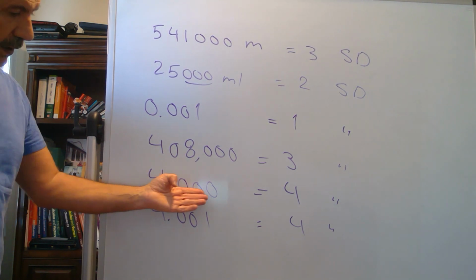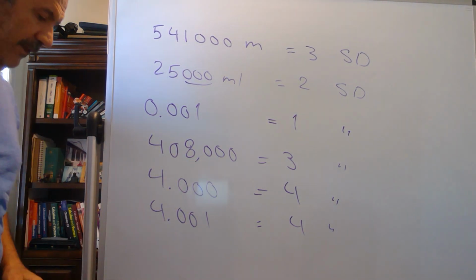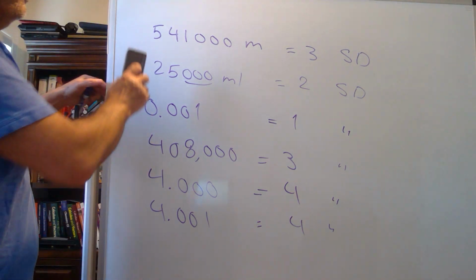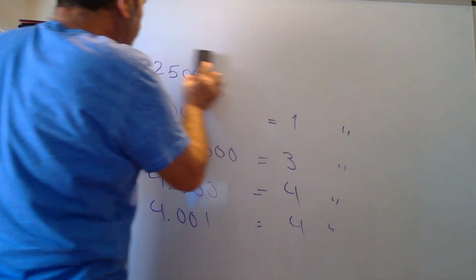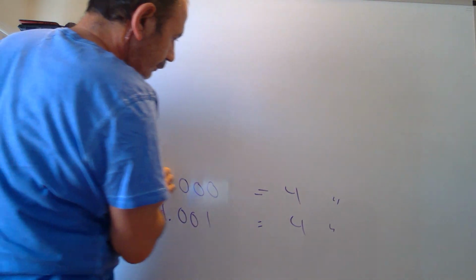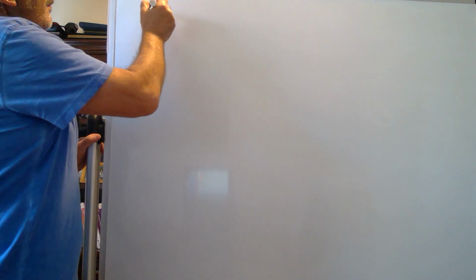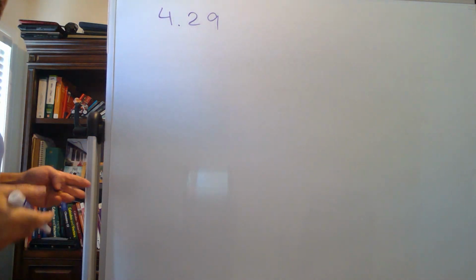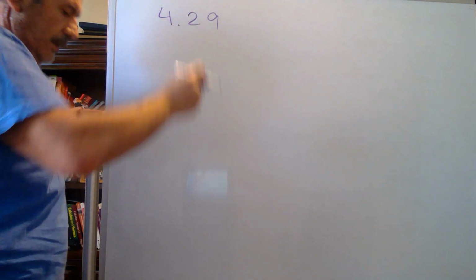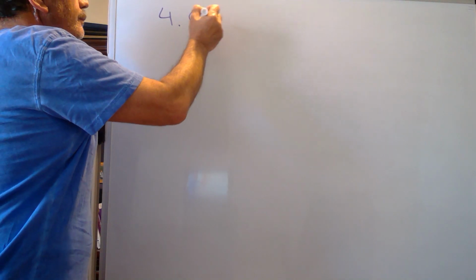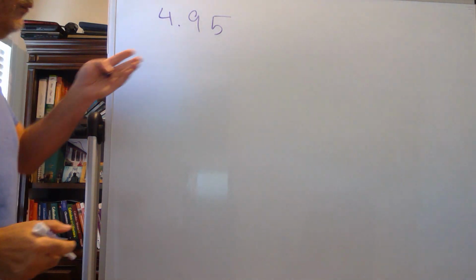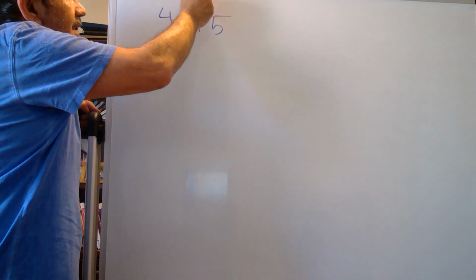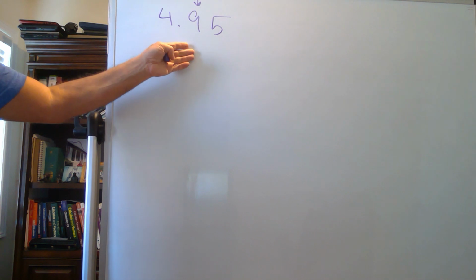Now, let me explain why we consider this 0 as a significant digit. Look at this one. Let's say I have this number 4.95, and I want to round it to the nearest tenth, this location, one digit after the decimal, which is tenth.